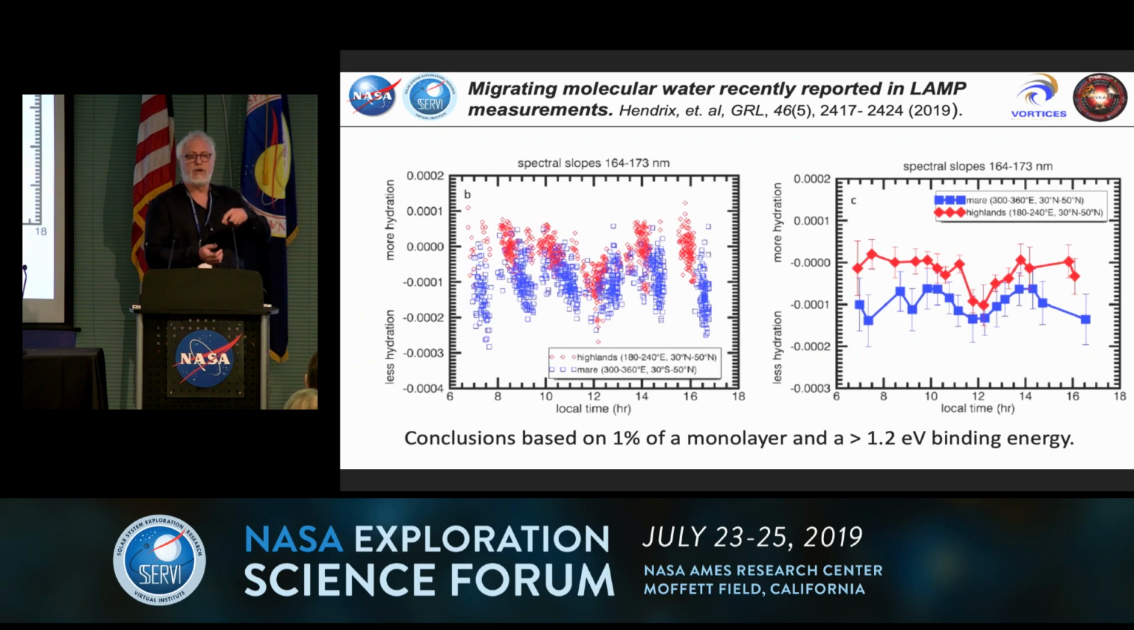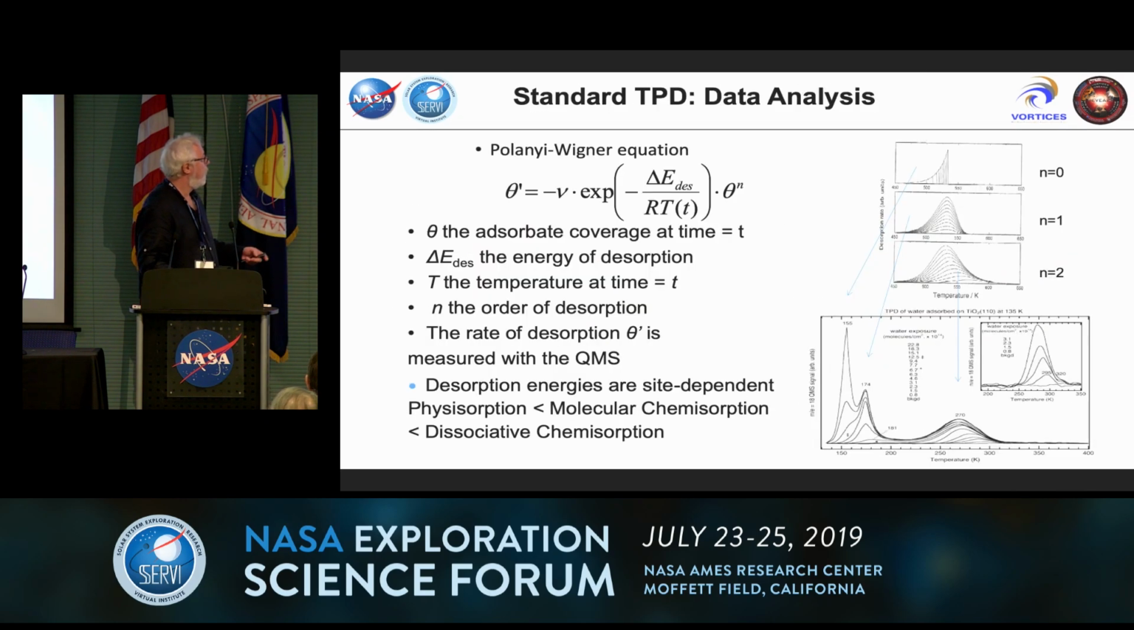Now, the binding energy is the energy of the interaction of the molecule with the surface. So it's how strongly coupled the molecule is to the surface of the regolith. And a standard way of measuring this from the surface science community is a technique called temperature-programmed desorption. And I'll give you a little bit of an overview on this. A temperature-programmed desorption measurement is simply that. You have a sample in vacuum, and you control the heating rate very well, and you measure the number density of molecules as a function of that heating rate.